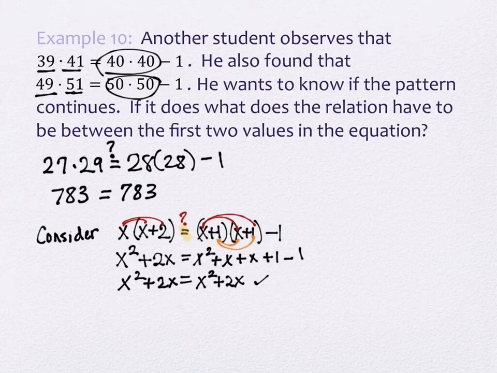Okay, so let's answer some of the questions asked. They say, what does the relationship have to be between the first two values? So what would the relationship have to be in order for this to work, according to the information we've played around with here? Yeah, the first two numbers must differ by 2.